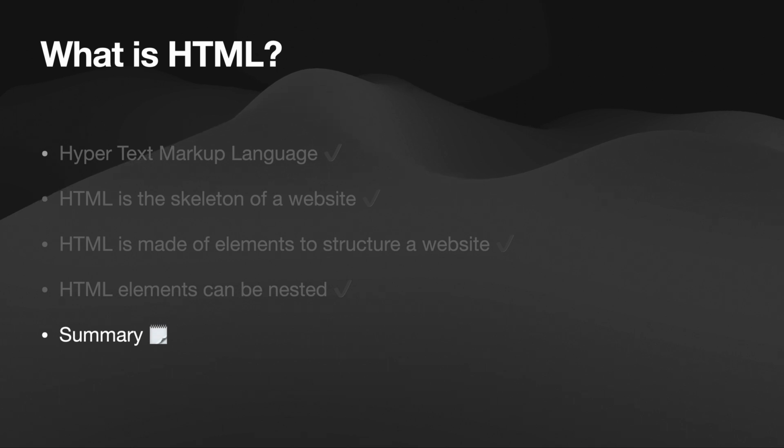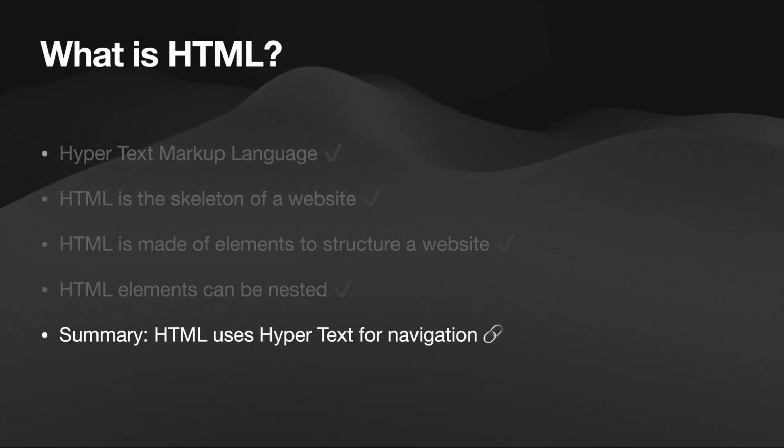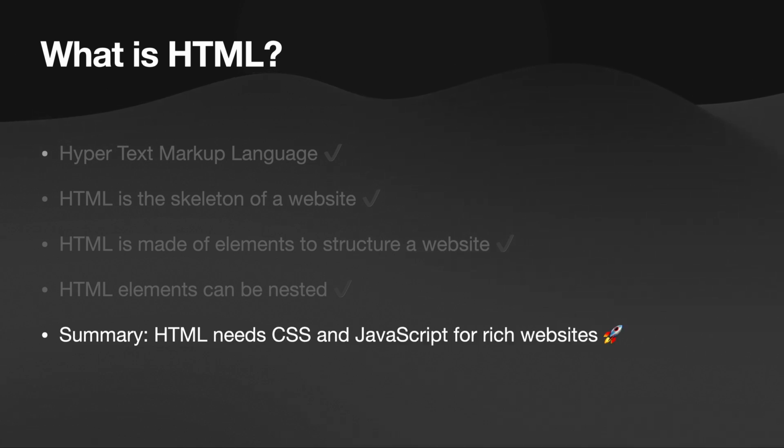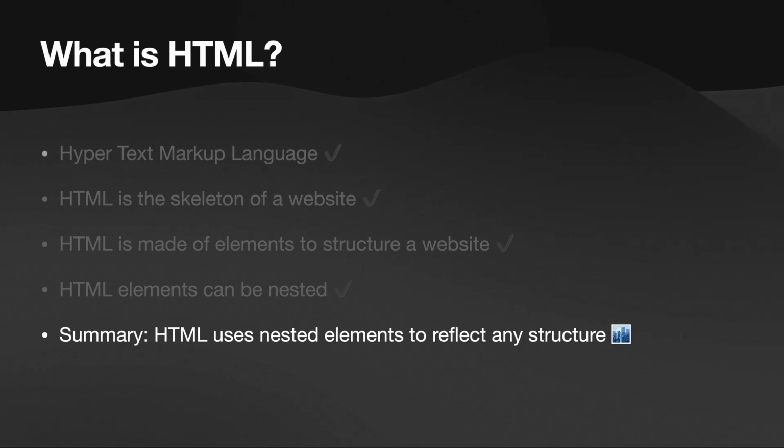Let's summarize quickly what we have learned. HTML enables us to use the concept of hypertext to jump from website to website. It is by nature a markup language, that is a set of symbols and rules to create a structured document. It is therefore not a programming language itself. HTML needs CSS and JavaScript to create full websites that are rich in visuals and functionality. HTML consists of encapsulated elements to reflect any desired website structure. These elements may also be nested.